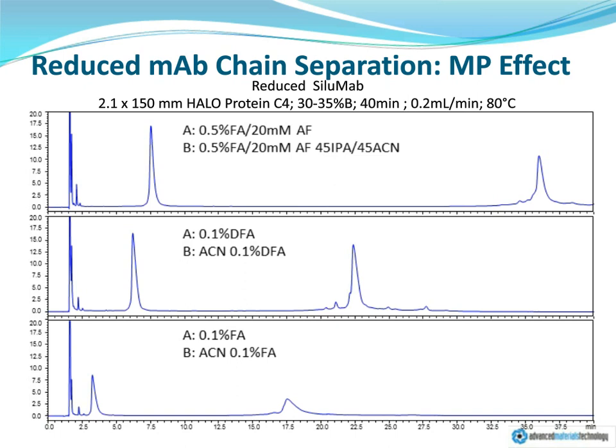And consistent with our previous observations, formic acid is relatively poor in terms of its chromatographic performance. Difluoroacetic acid shows some potential advantages, and formic acid modified with ammonium formate does improve the separation.